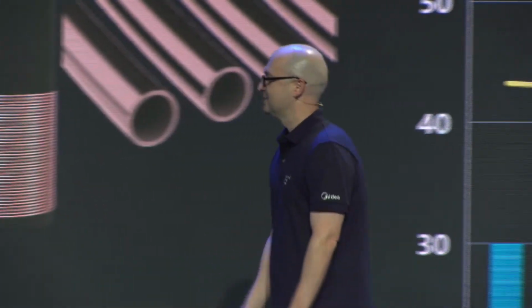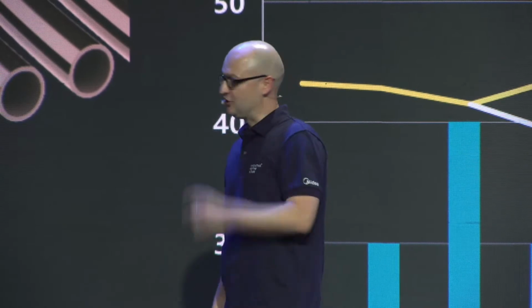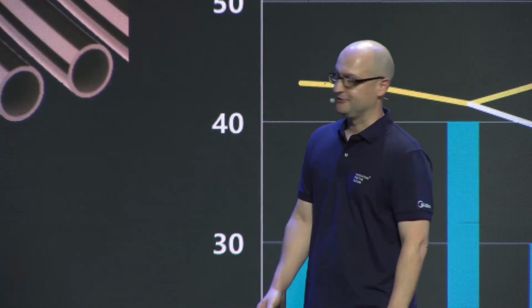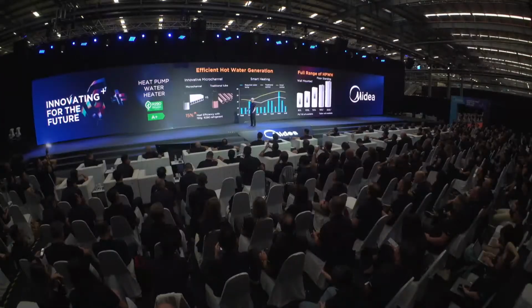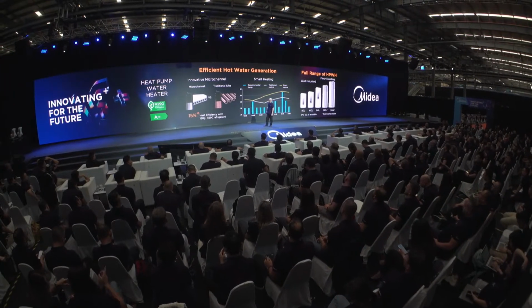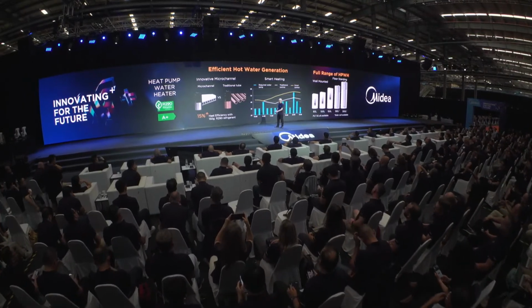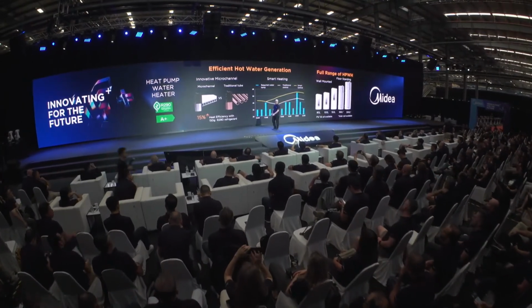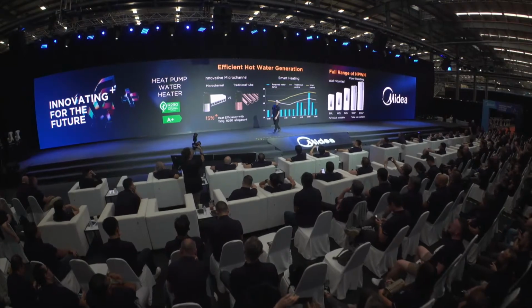And this is not an easy task, because in Europe, the R290 refrigerant charge is limited to 150 grams. So what could we do? We could introduce our innovative microchannel technology. So compared to the traditional tubes, we could increase the heating efficiency by 15%. But that was not enough.